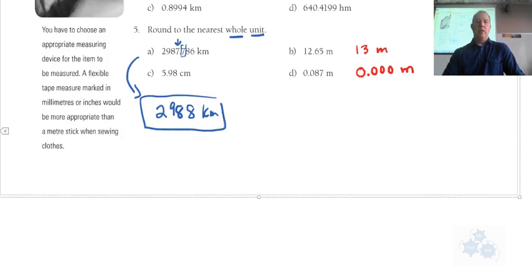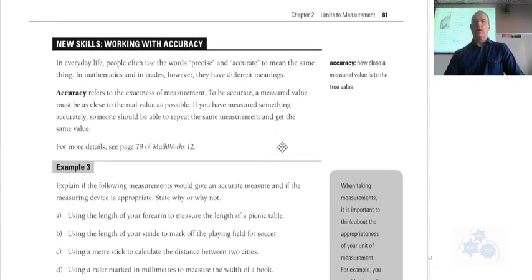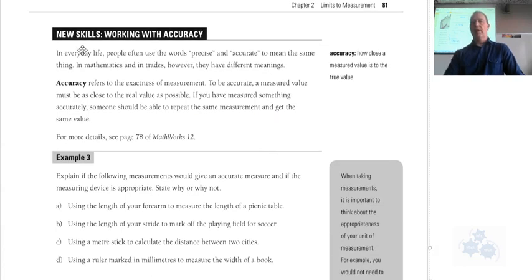All right. So we're almost done the lesson for today. We're going to work on one little small section here, and this is working with accuracy. So I want to talk to you about accuracy and the appropriateness of measurements and that sort of thing. So accuracy and precision. So here's the difference. Page 81 in your workbook. So accuracy and precision. Here's the difference.